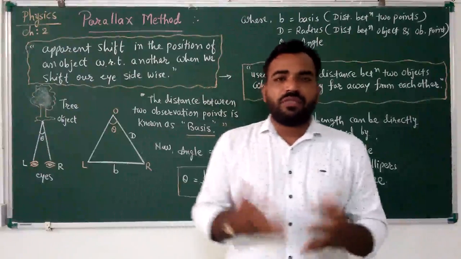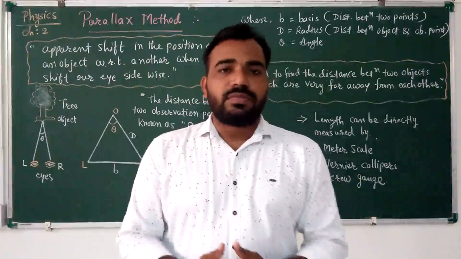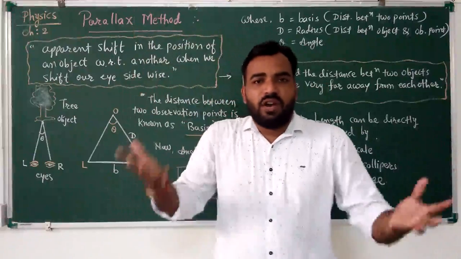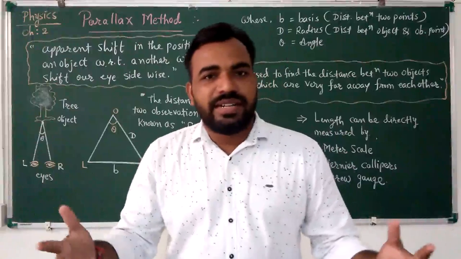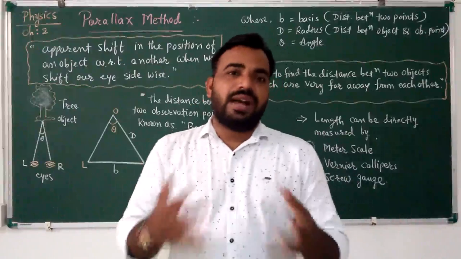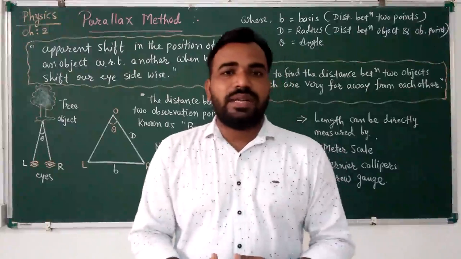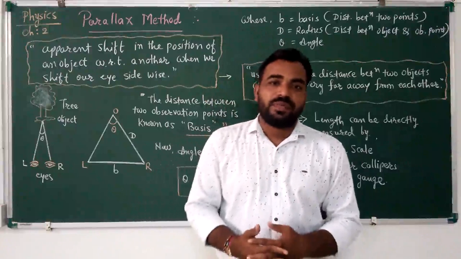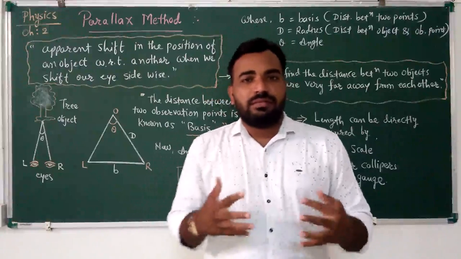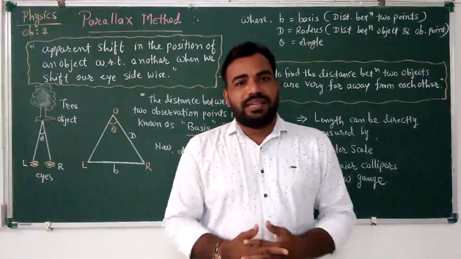But if we want to measure the large distance, suppose if we want to measure the distance between sun and earth, how we can measure it? We can't measure it with the help of meter scale, right? So to measure the large distance, there is a particular method, which method is known as parallax method. Now, before going to start parallax method, first let's try to understand what is the meaning of parallax. What is the meaning of parallax?